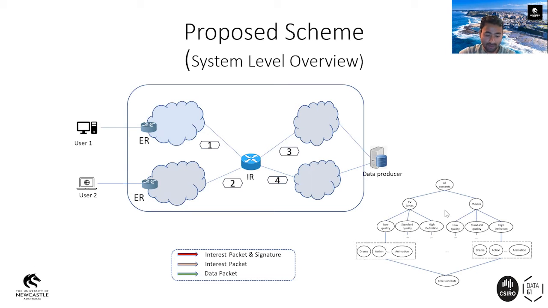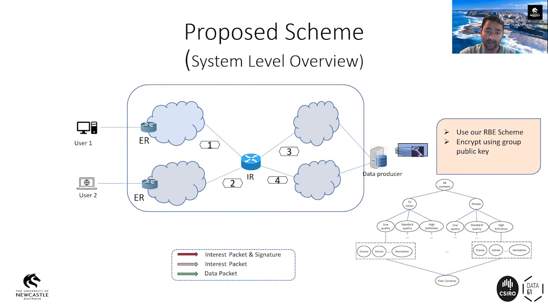This is a simple content hierarchy of a video streaming service. Normally, a user who subscribes to a higher level of content by paying more money can also access the lower levels of content. So once the data producer encrypts the content, it sends the data packets to the user.